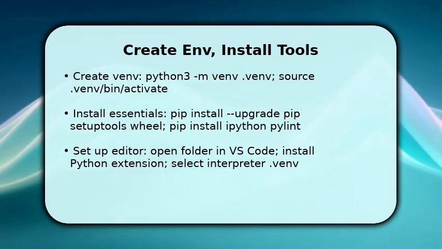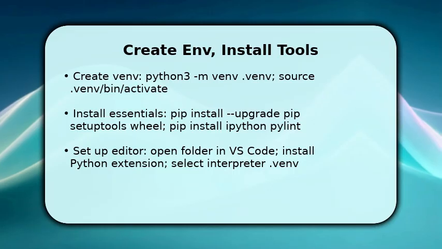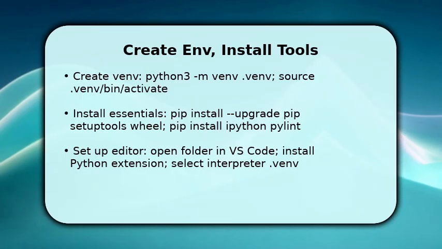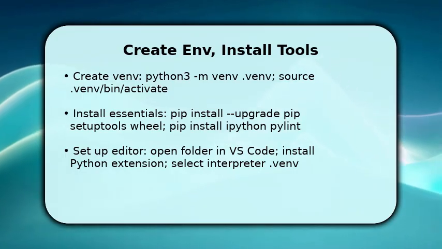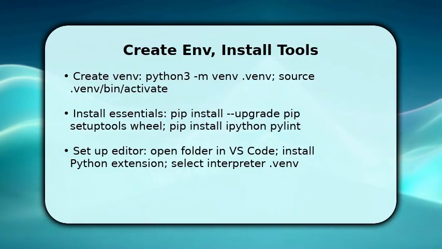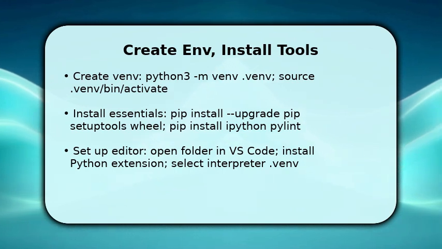Next, upgrade pip and install helpful tools like ipython for REPL work and Pylint for quick linting. Once done, open the project in VS Code, choose the venv interpreter, and create a simple hello.py. Run it with python hello.py to confirm execution. Iteratively edit and rerun as you learn.